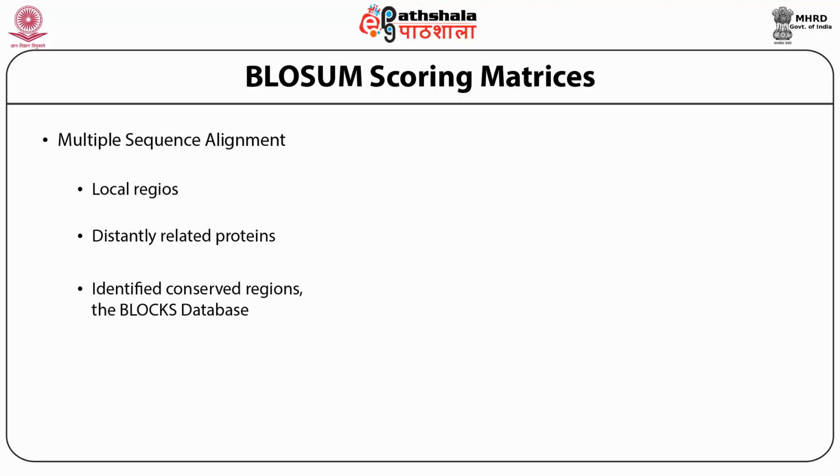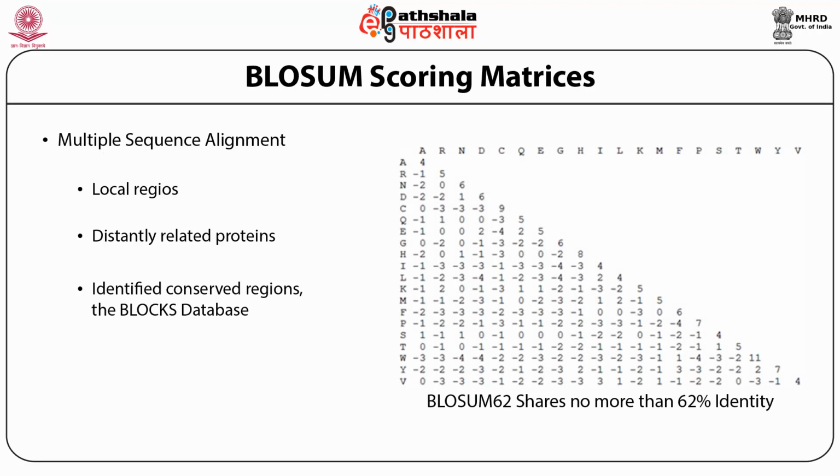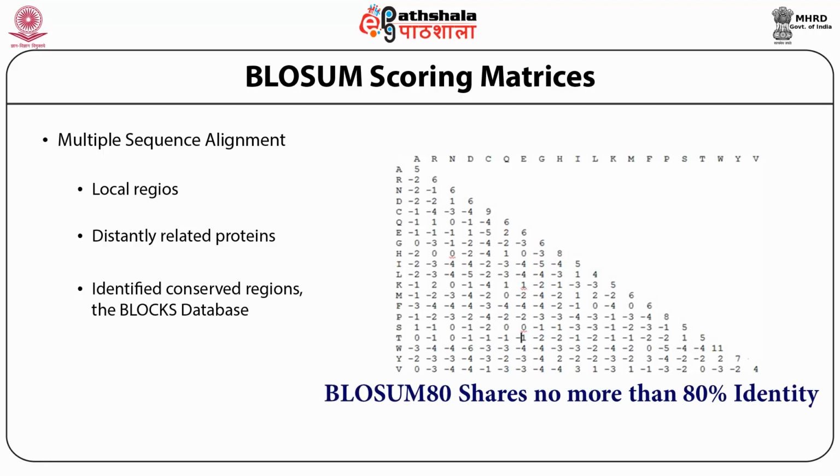BLOSUM stands for blocks substitution matrix, where identity in conserved regions is 62%. The matrix developed is called BLOSUM 62. BLOSUM 80 shares no more than 80% identity. The availability of BLOSUM 62 and BLOSUM 80 shows that we have different scoring matrices for aligning differently conserved protein sequences. In addition, it shows each amino acid is not conserved equally.